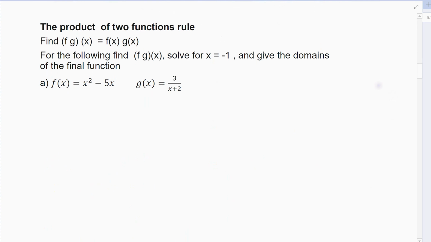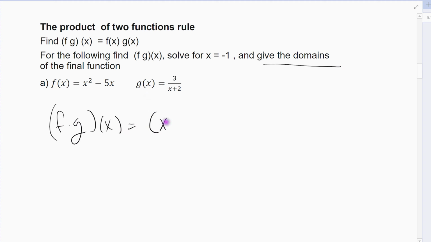All right, the product of two functions. The product means multiplication, so we multiply two functions. It's just, again, take function f, multiply it by function g. For the following functions, we're going to find f times g, solve it for x equals negative 1, and then I want to give the domains of the final solutions. It really has to do with the original functions. So f times g of x first, and then we'll plug the negative 1 in.